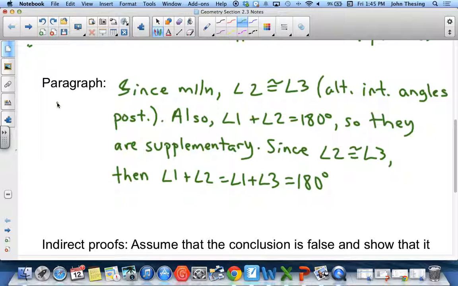So we would need to say what? So angles, angle 1 and angle 3 are supplementary.